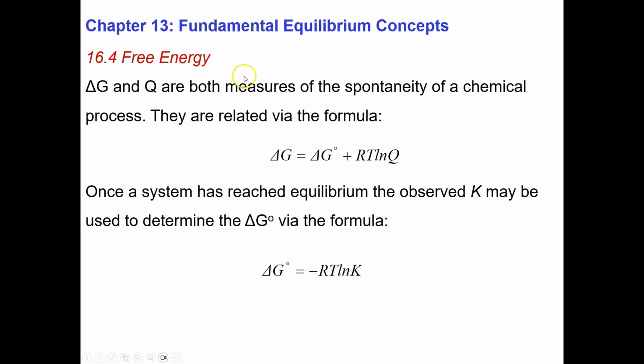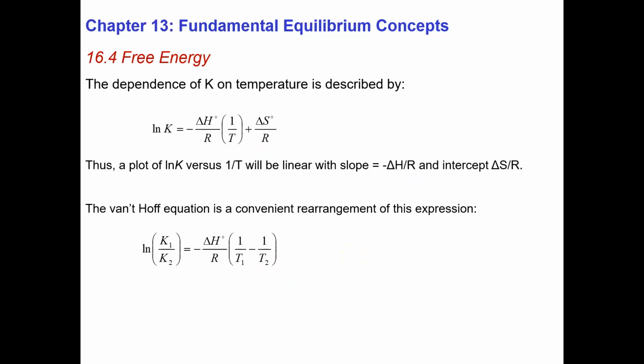Okay, so that concludes section 16.4, or really the part of section 16.4 that we had to go back and finish off. We found a way of relating Q and the Gibbs free energy change for a reaction. We then went on and defined how we can relate the standard Gibbs free energy change for a reaction and K. And then finally, we developed the Van 't Hoff equation that allows us to determine the enthalpy change for a reaction if we have two Ks at two different temperatures.